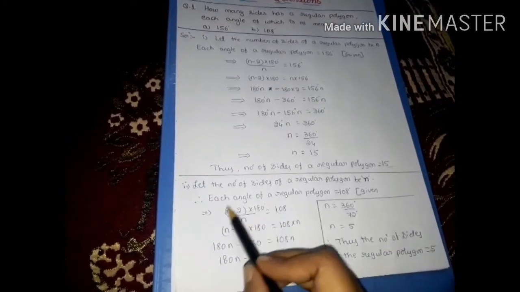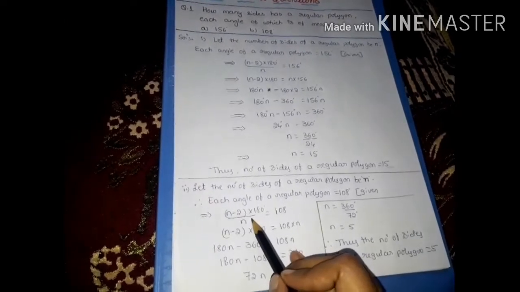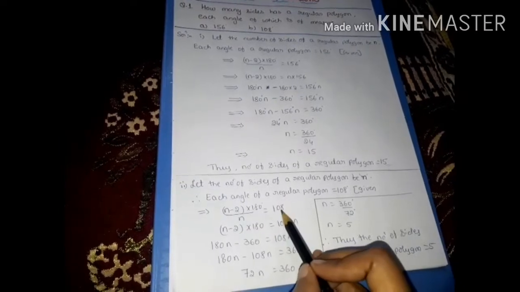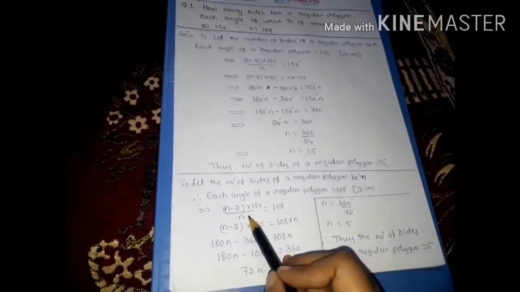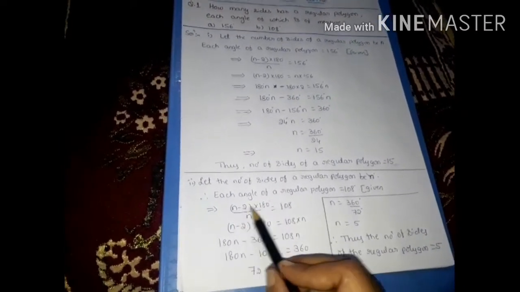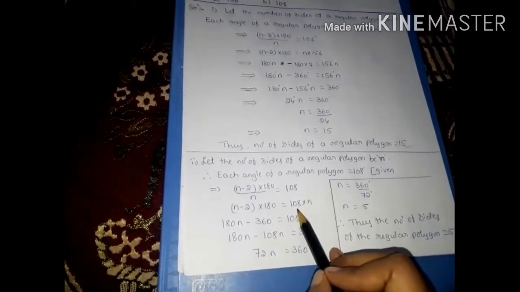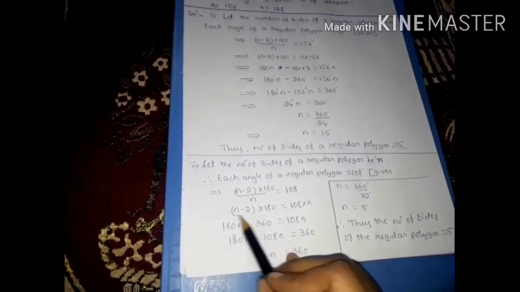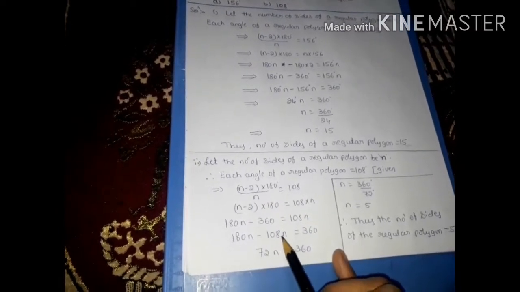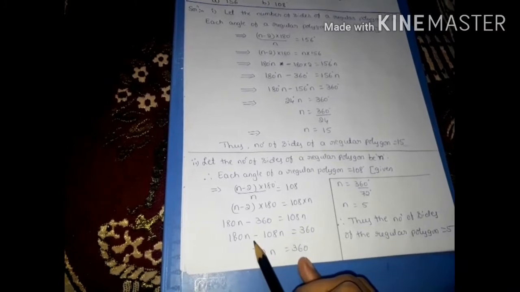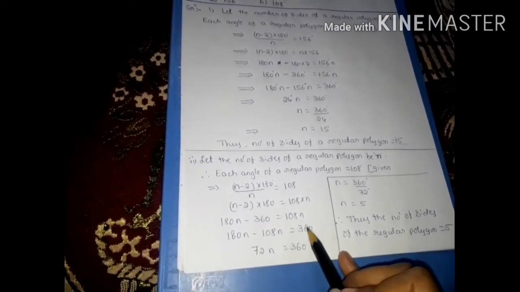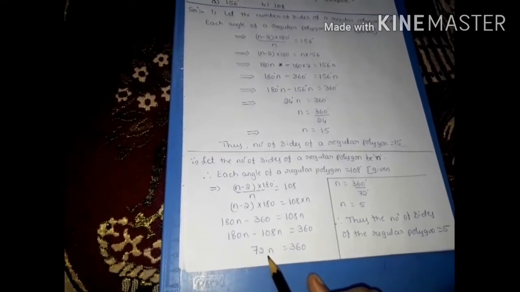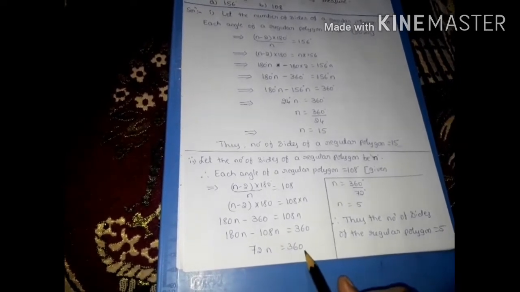This is the formula to find each interior angle of a regular polygon. Already they have given that, 108. Now you have to find n. Go for cross multiplication. (n minus 2) into 180, write as it is, equals 108 into n. Multiply 180 inside the bracket. In the next step, take all the n terms to the LHS side and the numbers to the RHS side. 180n minus 108n will give 72n is equal to 360.